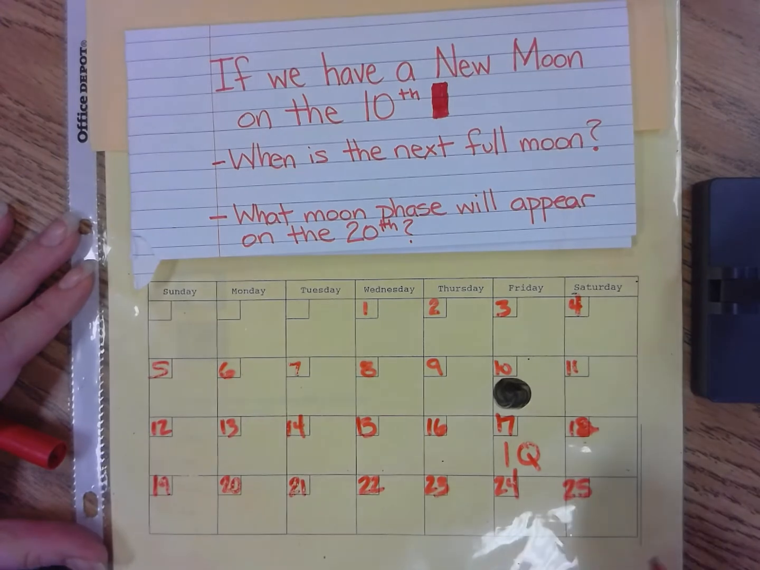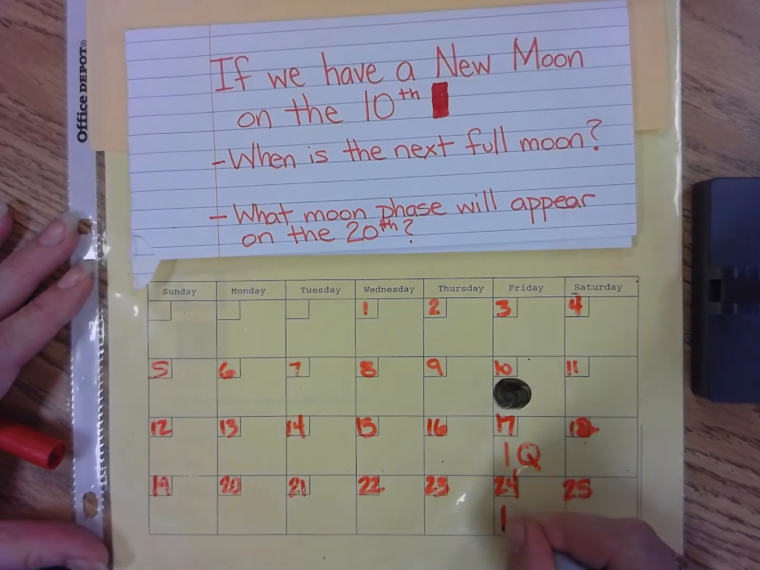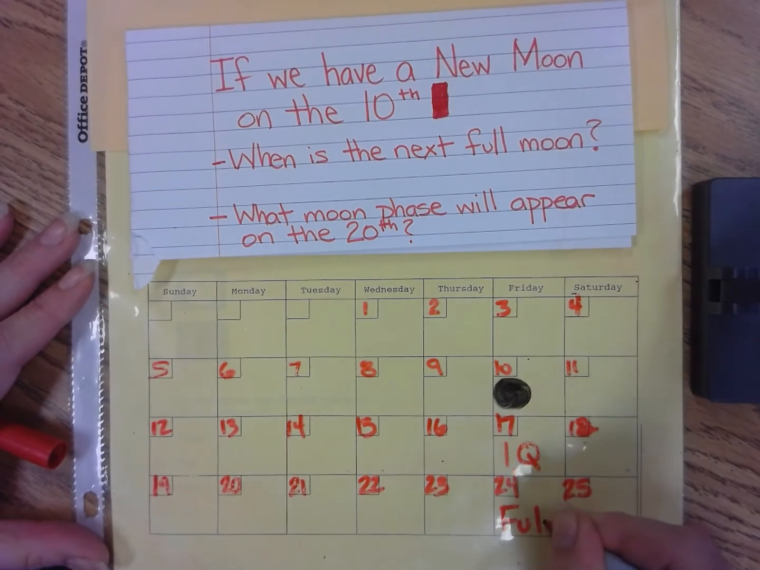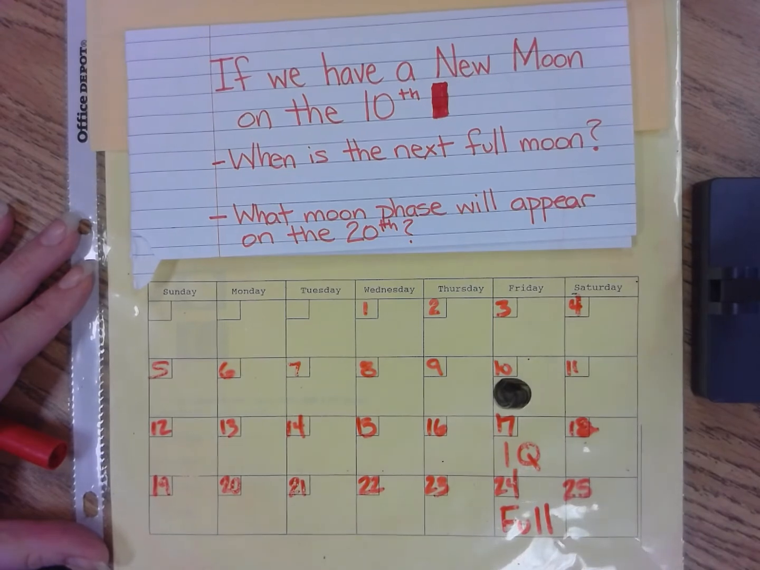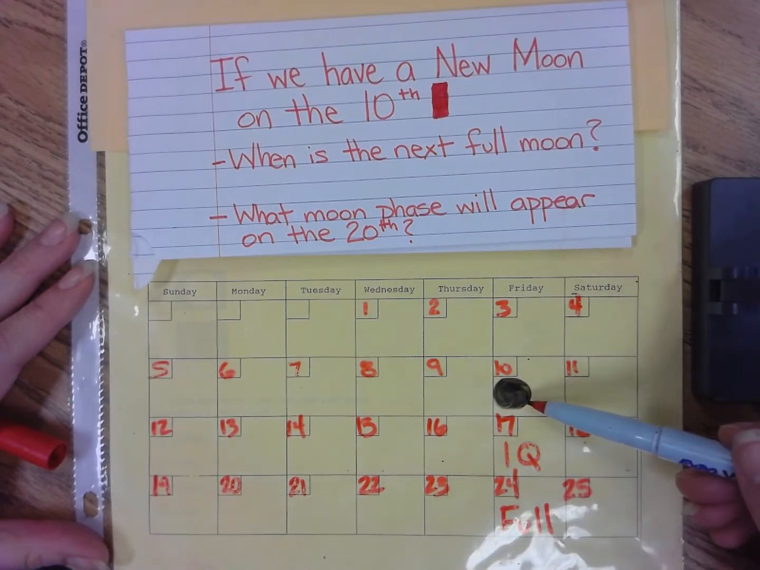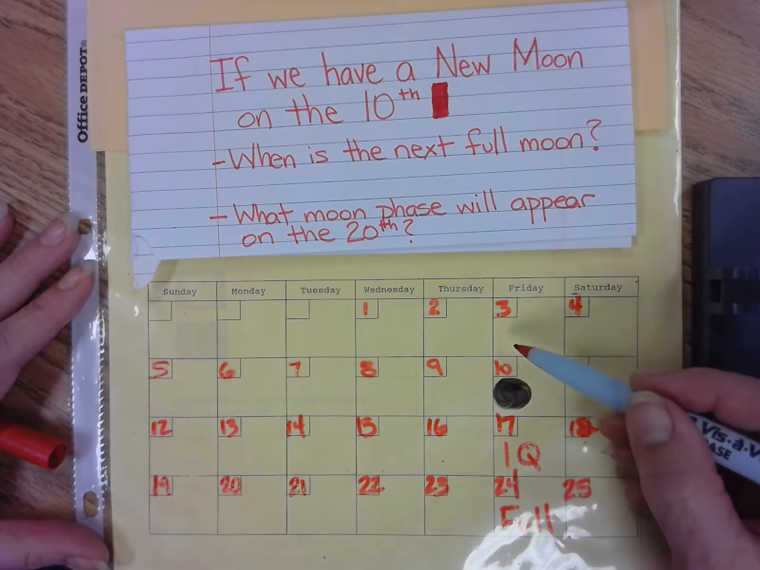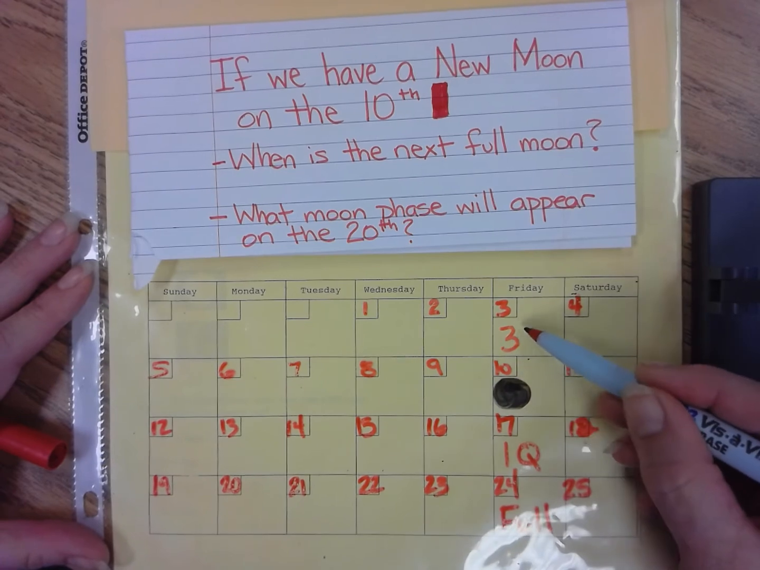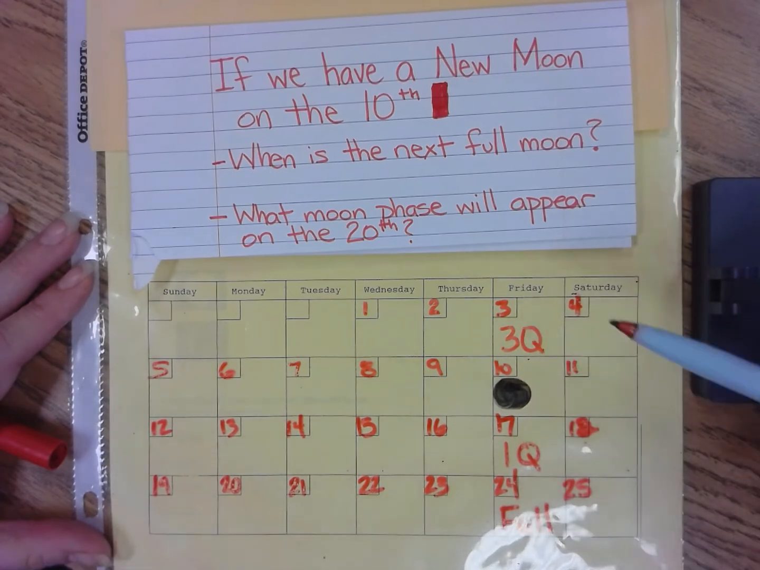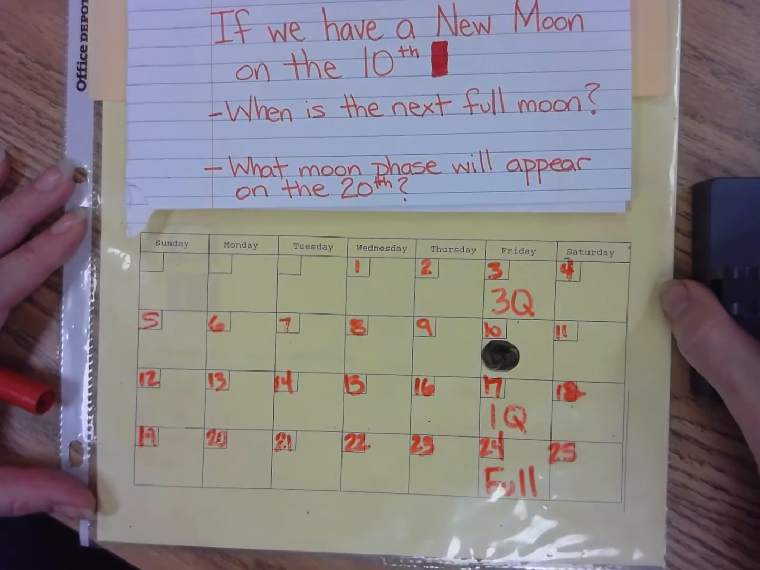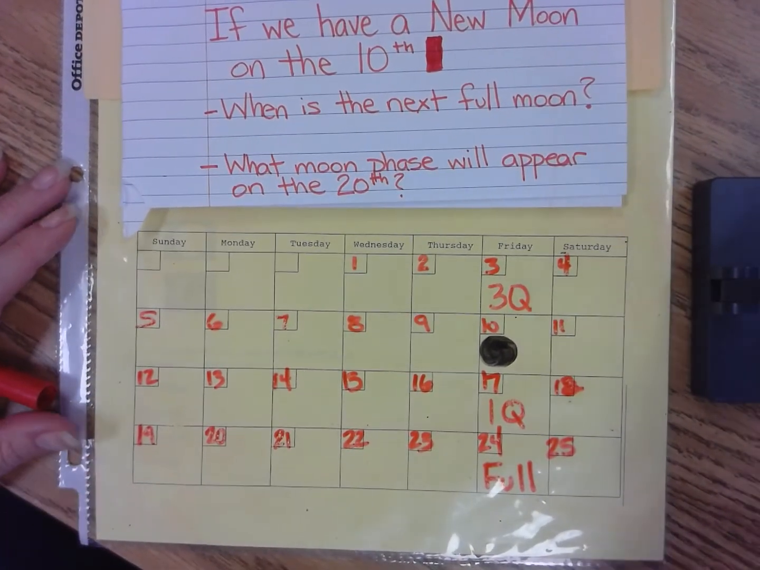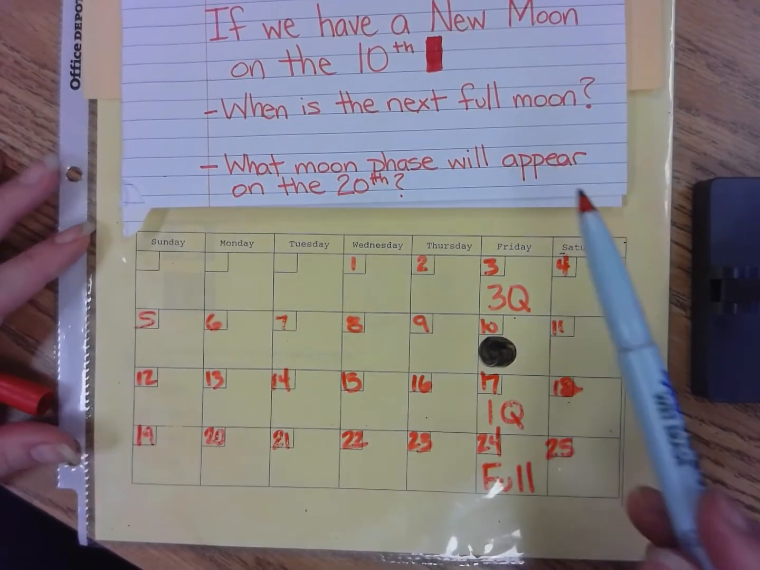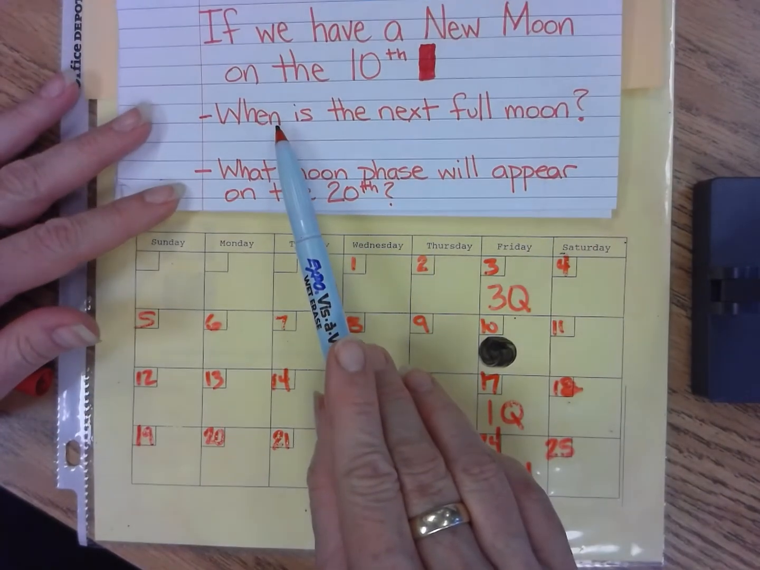One week after the first quarter, we have a full moon. We could even go backwards. A week before a new moon would have been our third quarter moon. So filling in the weekly changes is very beneficial to start. This allows us to even be able to answer our first question.